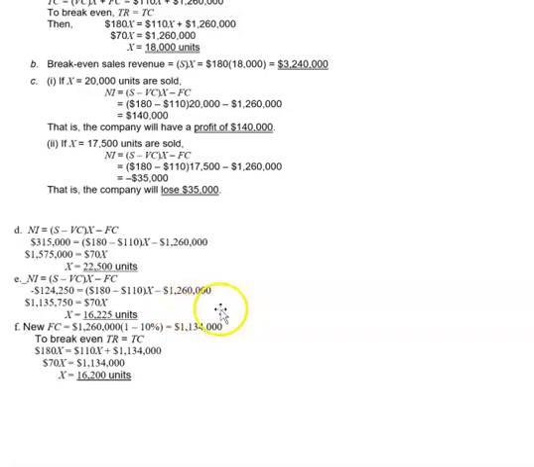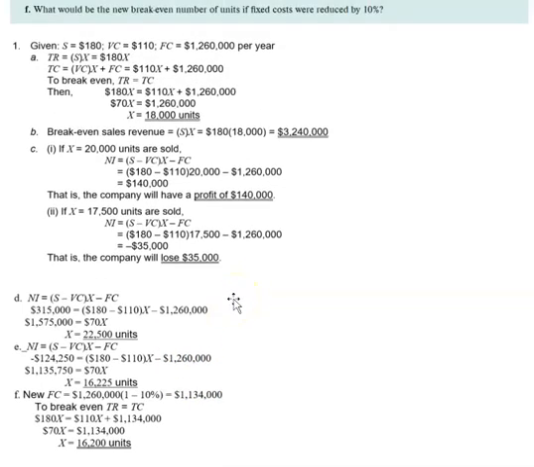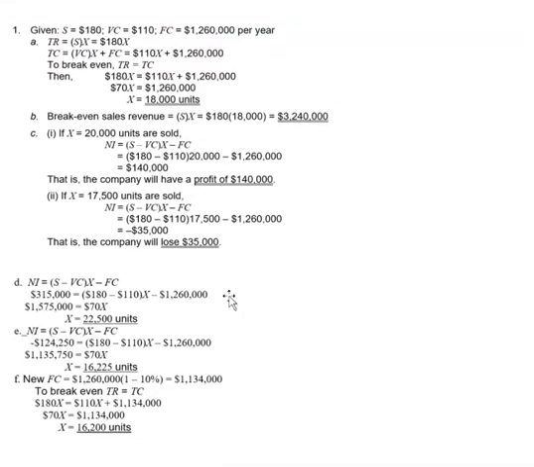So we know it's going to be less than 20,000 because they need 20,000 to break even. But if they have a loss of 124,250, then you'd put your net income as negative 124,250, multiply the equation out again, just like we did in D, and that is going to give us X of 16,225 units. Okay, so final question, F.